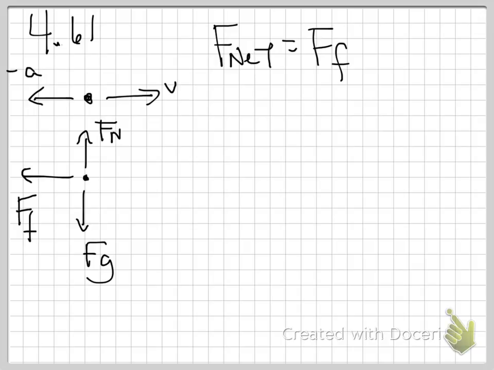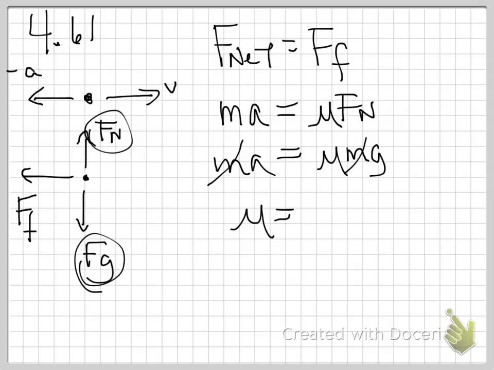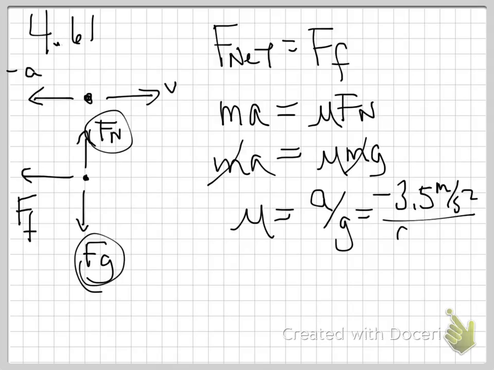So F net is equal to ma, and the friction force is equal to mu Fn, but Fn is equal to mg, because it's equal to Fg. So ma equals that. If you solve for mu, you get that it's equal to a over g, or negative 3.5 meters per second squared over 9.8 meters per second squared. Sorry, I don't need the negative there.